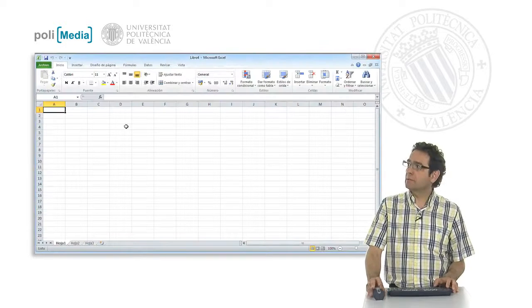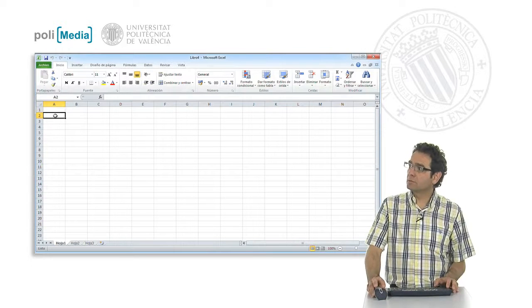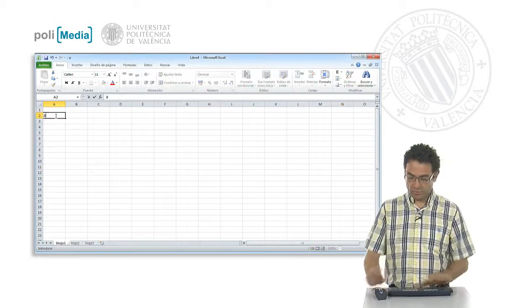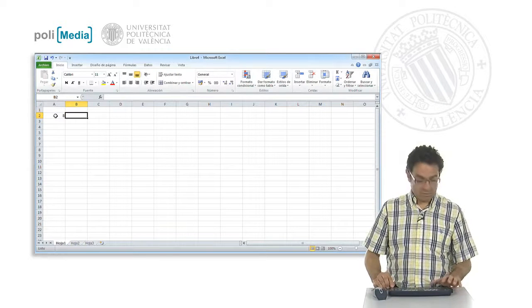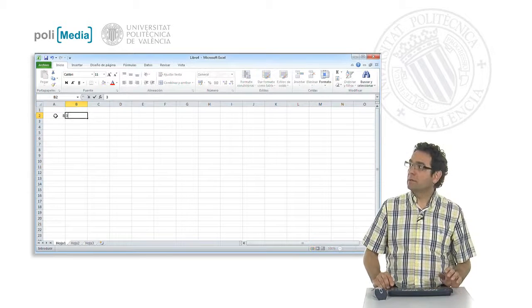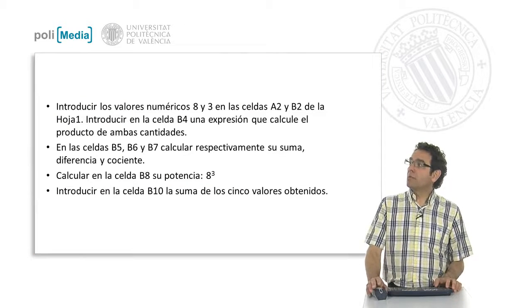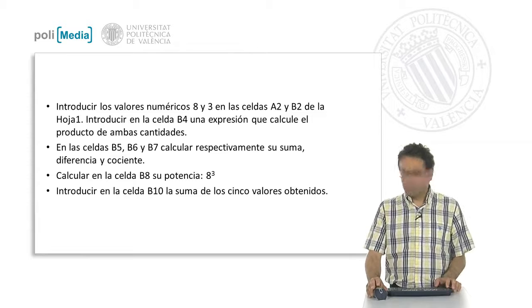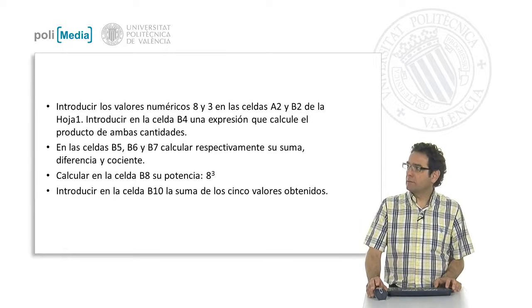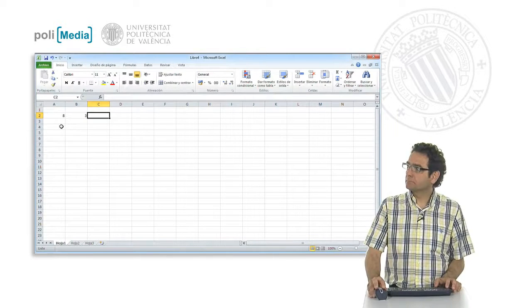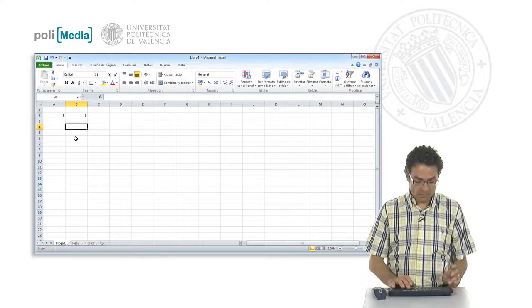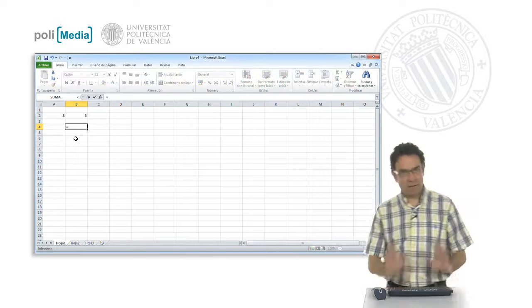We go to the Excel sheet. In A2 and B2 we introduce quantities 8 and 3, and in cell B4 an expression that calculates the product. So we go to Excel and in B4, an expression that calculates the product.